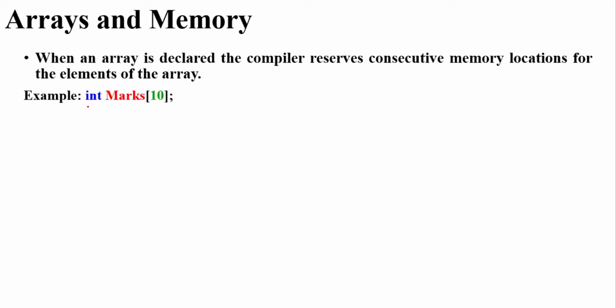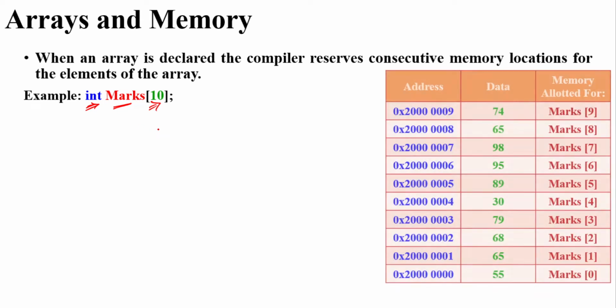For example, we have an array called marks, which will have data type int, and suppose we are going to enter 10 different elements in the variable marks. So this is how the memory will be allotted. For example, 0x20000000 to 0x20000009. So these are the addresses allotted to the elements of variable marks.